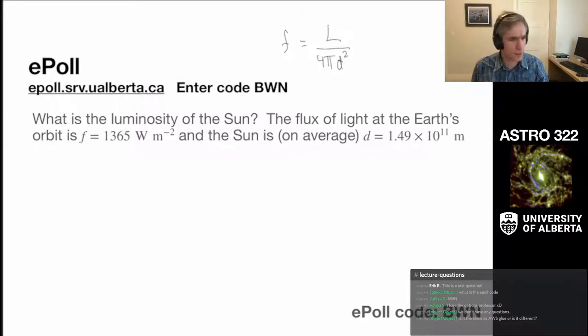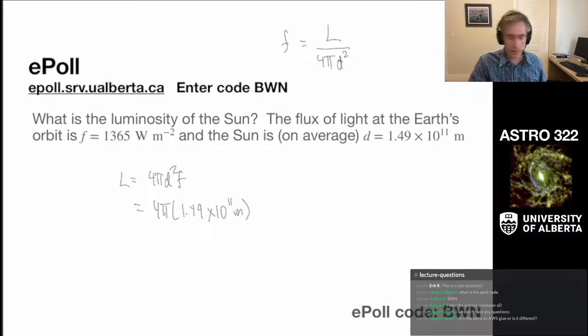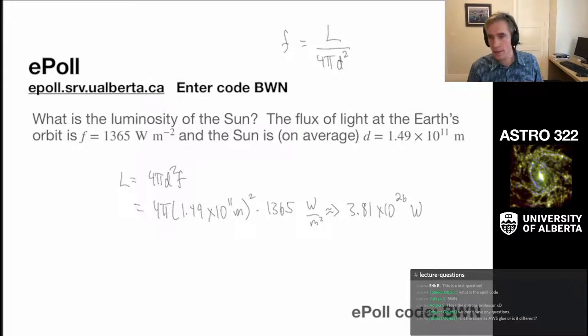I love it. Okay. Very briefly, because I am not seeing a lot of concerns here, you algebraically solve this, and the luminosity is 4 pi d squared times f. Then I just plug in numbers. 4 pi times the distance from the Earth to the sun, 1.496 times 10 to the 11th meters, known to all its greatest fans as an astronomical unit. Then we multiply that by the flux, which is 1,365 watts per meter squared. And you grind that out, you get 3.81 times 10 to the 26 watts, which is a metric crap ton of energy.